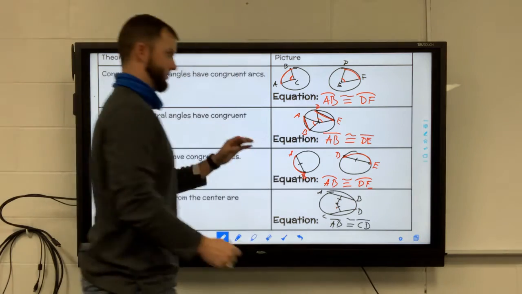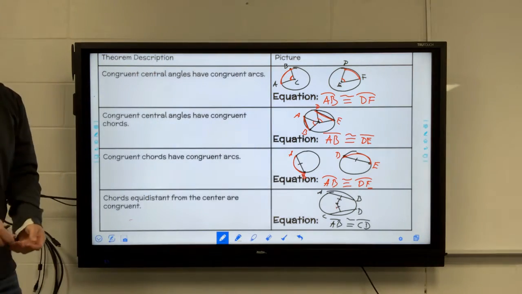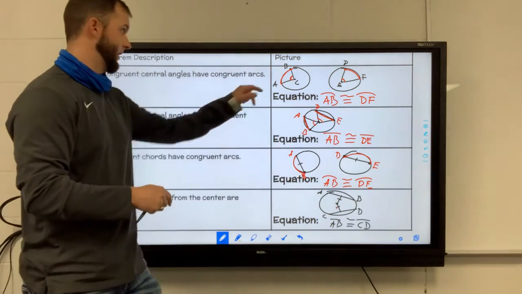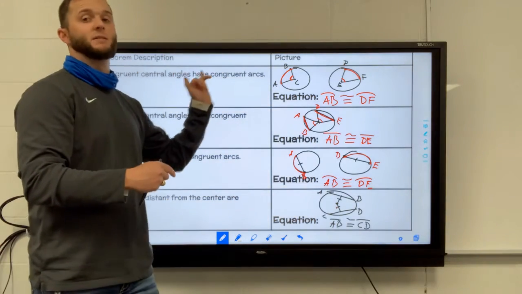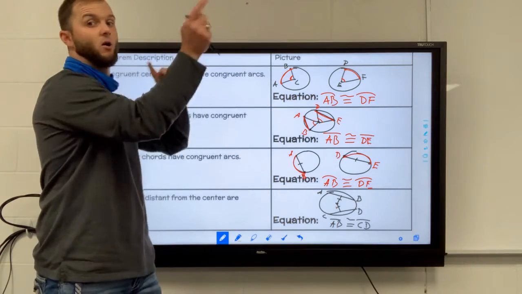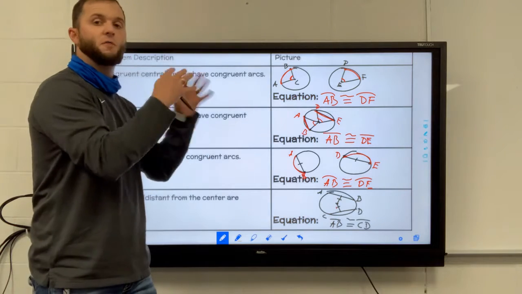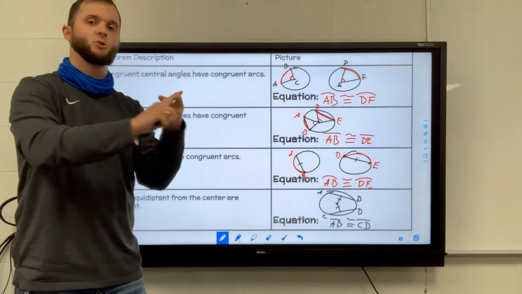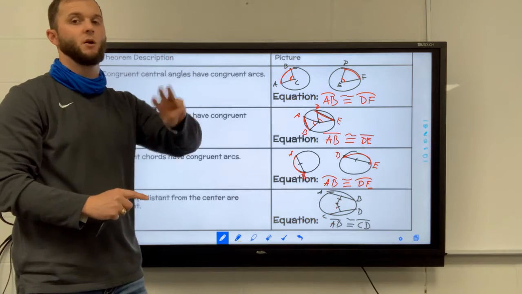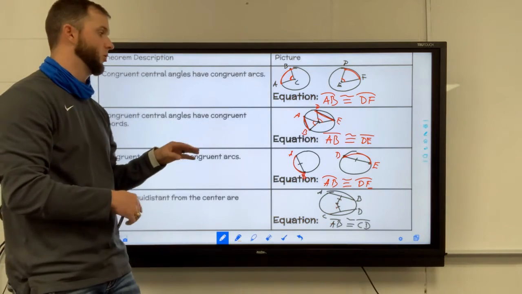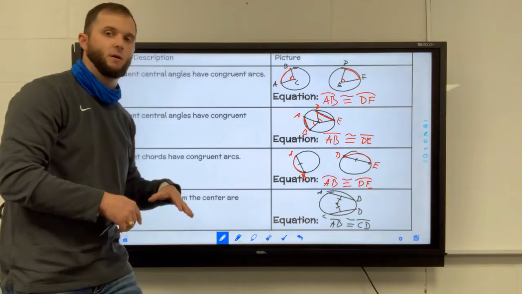This is just a bunch of definition type stuff, but the thing you have to understand is if the central angles are congruent, then the chords are congruent. If the central angles are congruent, then the arcs are congruent. All three of those things tie together: central angle, chords, and arcs. If any of those are congruent to each other, then all three of those things are congruent to each other. So they all tie into each other, okay?